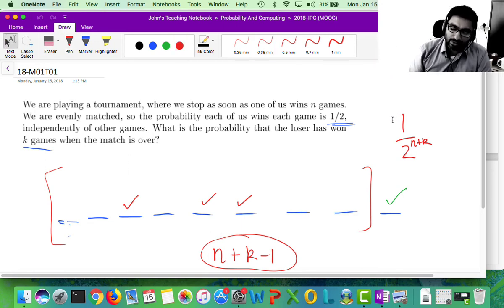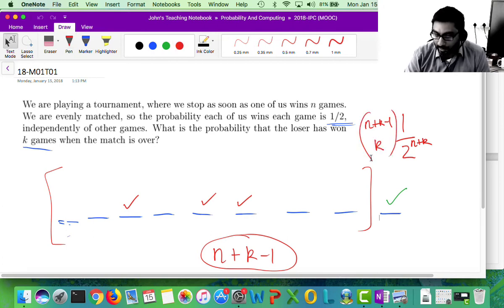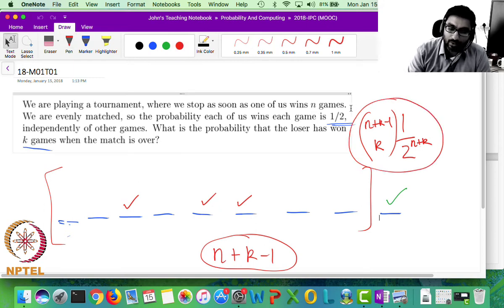How many such configurations are there? Well, there is a total of n plus k minus 1 such games, out of which k have to be won by the loser. And so there are n plus k minus 1 choose k such configurations possible. And each one of them occurs with this probability. So the final answer is given over here.